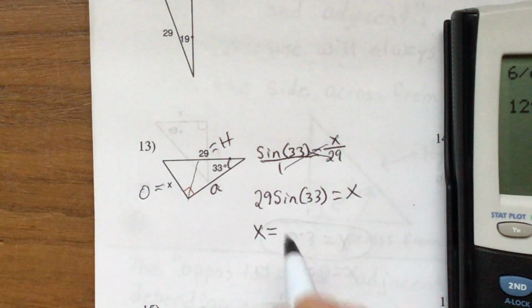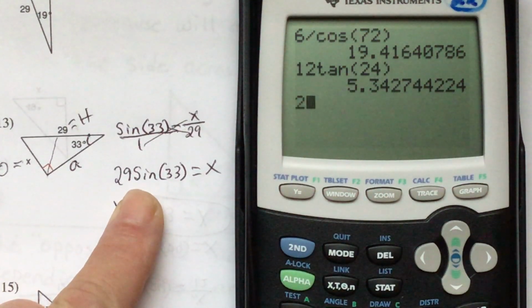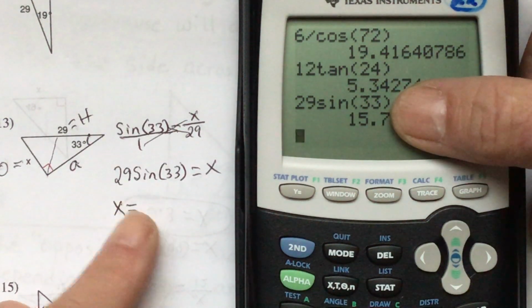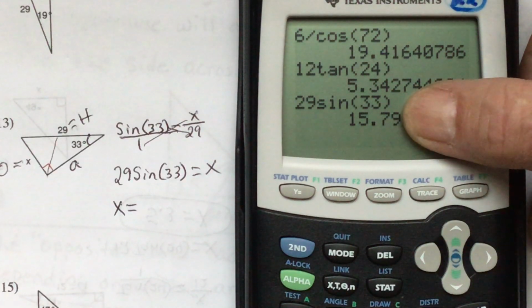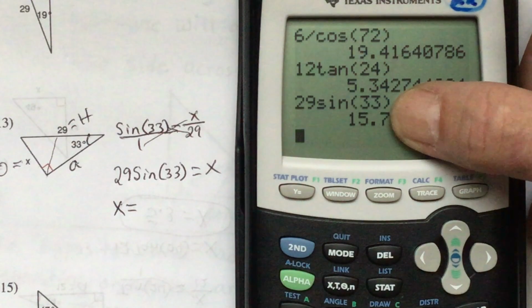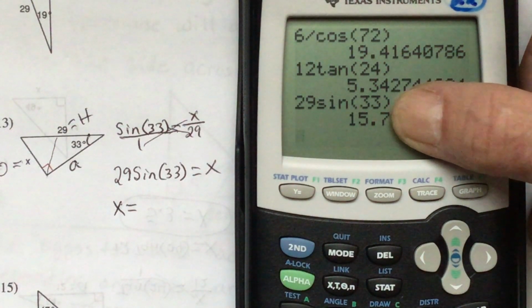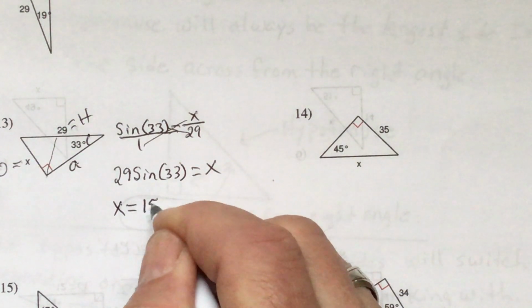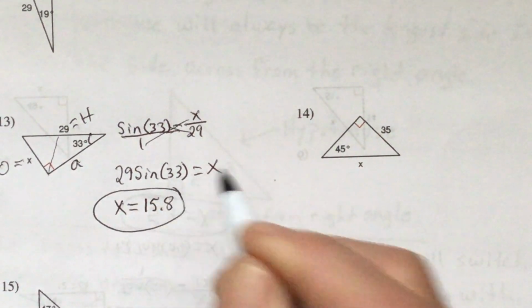So x equals, now just type this side in the calculator, 29 sine 33. Here's the tenth spot, but look, right before it is a 9. That means that this gets bumped up by 1, rounded up to 15.8. And there we go.